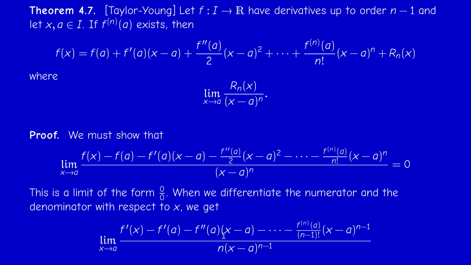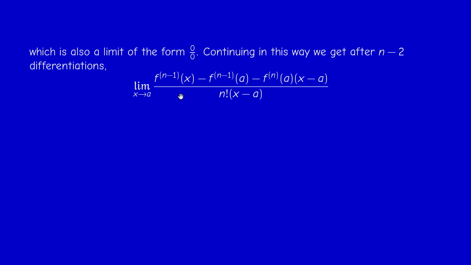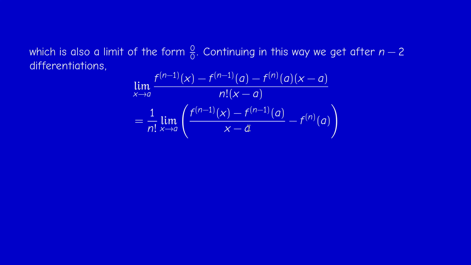So what do I get after n minus 1 steps? At the (n minus 1)th step, I get the limit of f^(n-1)(x) minus f^(n-1)(a). This is the last term, and this is the one before. Now this is easy. I don't need to use L'Hopital's rule anymore. Just rearrange. So split the term into two fractions: f^(n-1) at x minus f^(n-1) at a, divided by x minus a. The n factorial doesn't count. And here simplify by x minus a and just get f^(n) at a.